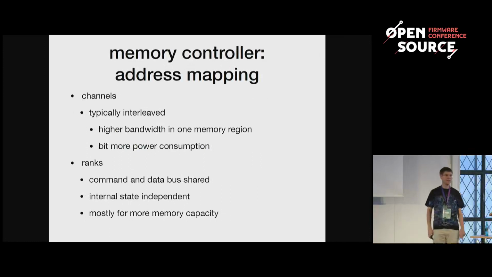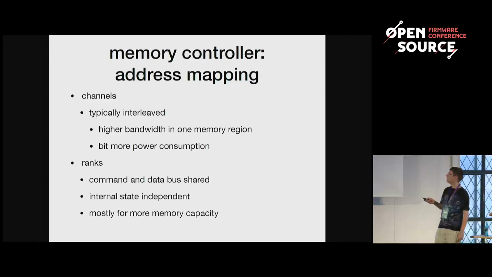So the channels are typically mapped interleaved. So when you do a sequential read on a continuous range of memory, you can use the sum of the bandwidth of both channels. And yeah, sure, if you use both memory channels, then you basically double the dynamic power consumption. But you mostly have more than just one access, also in different locations, and usually having the memory interleaved increases the performance.